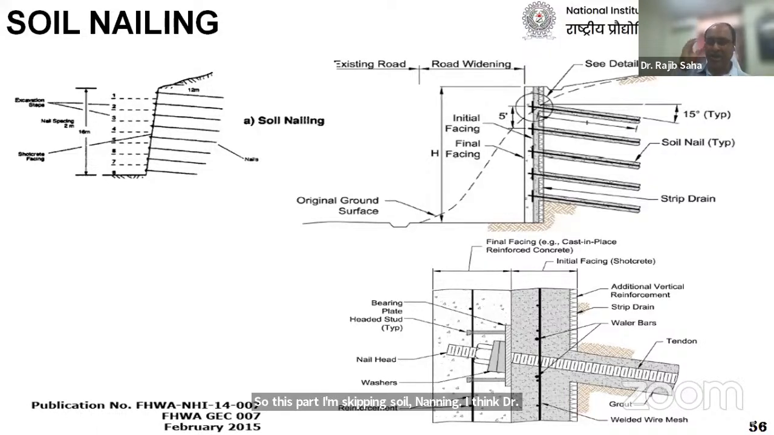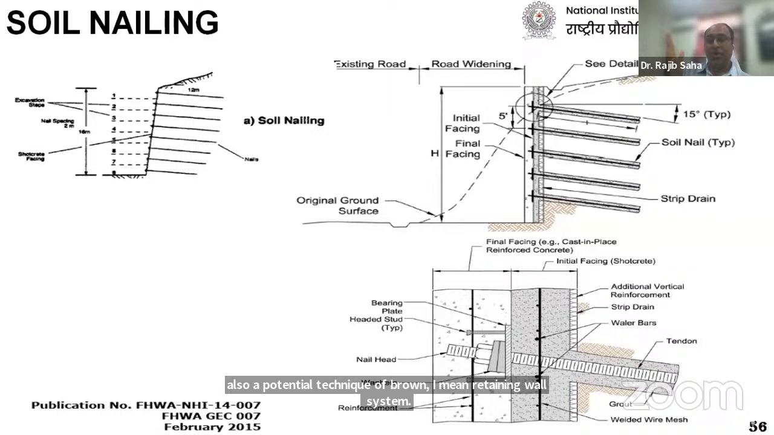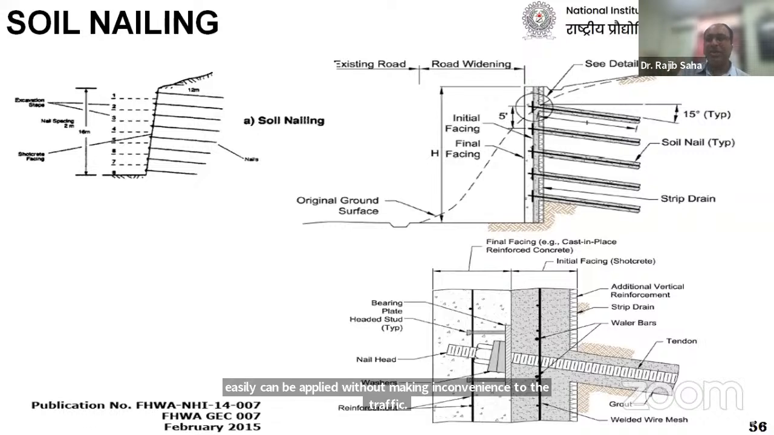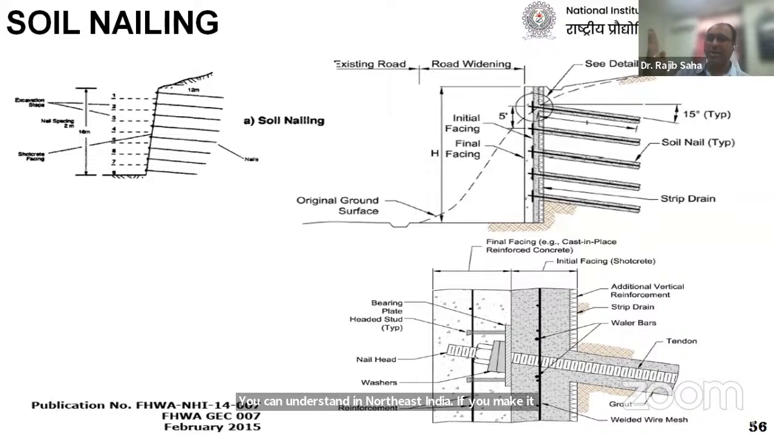Nailing is also a potential technique of retaining wall system, out of this flexible system, for the Northeast India category, because this involves less inconvenience for the traffic. This particular technique can be applied very easily without causing inconvenience to the traffic. You can understand that in Northeast India, if you cause an inconvenience, then it will be detached from the mainstream, and you can understand the after effects and the implications. So this technique can also very prudently be practiced in this part.